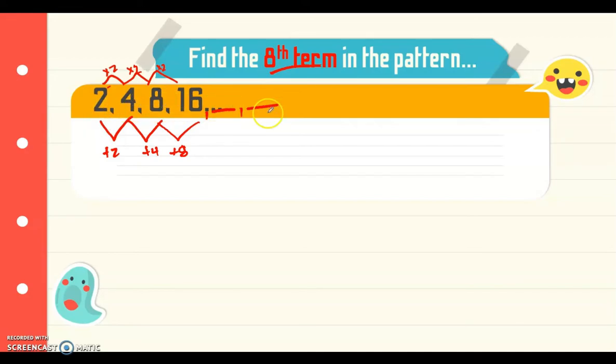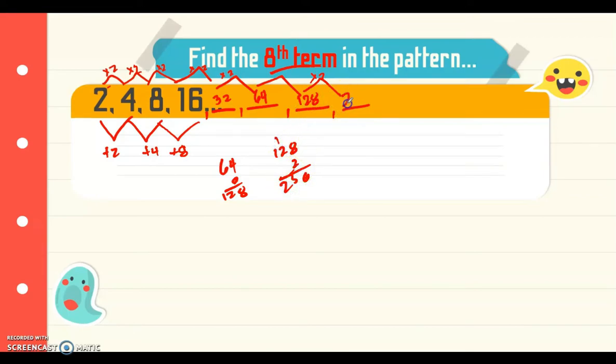So we multiply right here. So this is 4, 5, 6, 7, 8. We multiply it by 2. So that is 16 times 2, which is 32. And 32 multiplied by 2, we have 64. And 64 multiplied by 2 is 128. And multiply by 2 again. So 128 multiplied by 2 is 256. So the 8th term in the pattern is 256. So this is our answer.